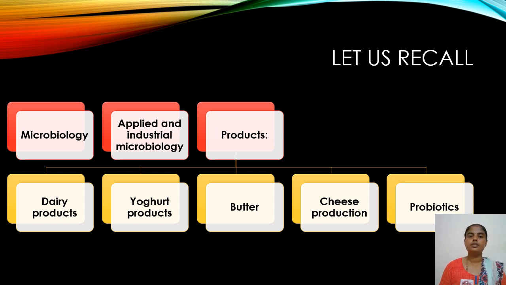Then we have seen various products produced with the help of microorganisms. The first one is milk and milk products. We know that milk tends to spoil faster, so milk has to be converted into various other forms like cheese, yogurt, kefir, etc. so that it can be preserved for a longer time.